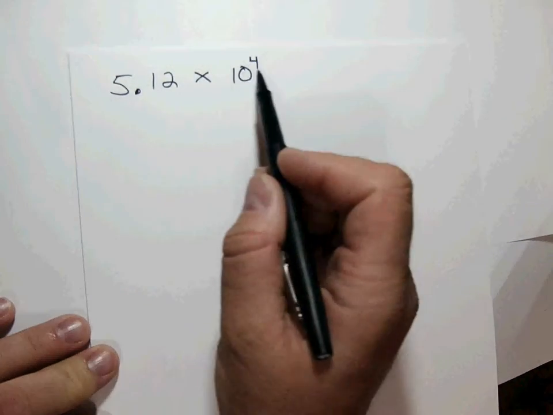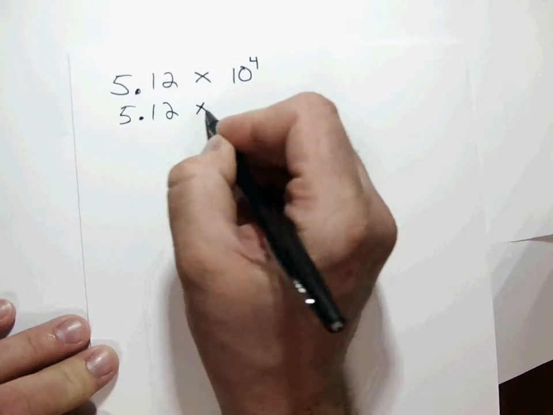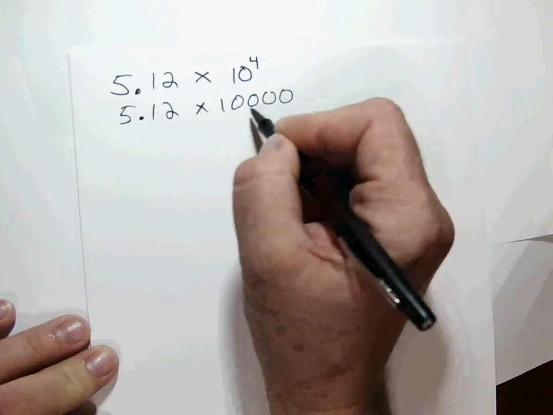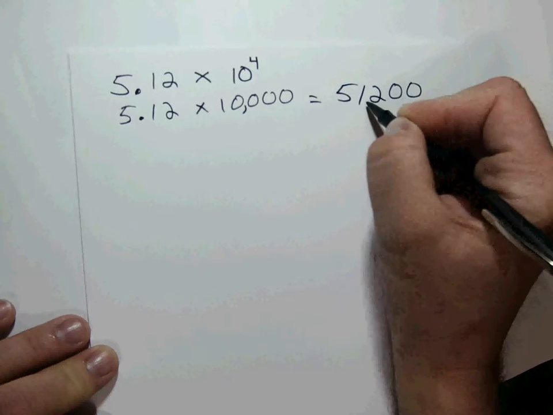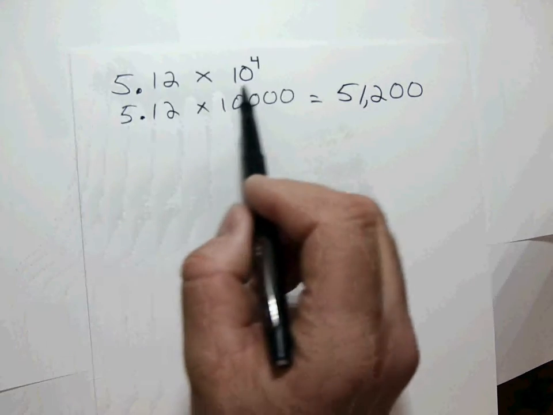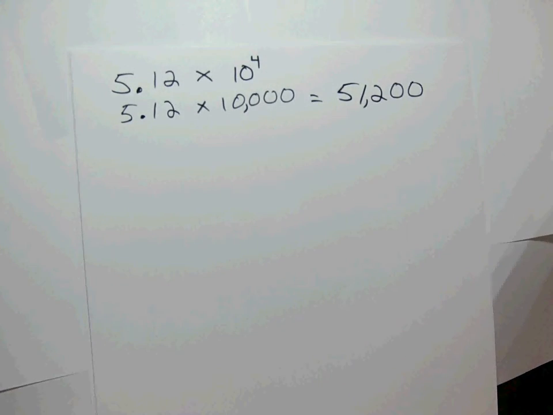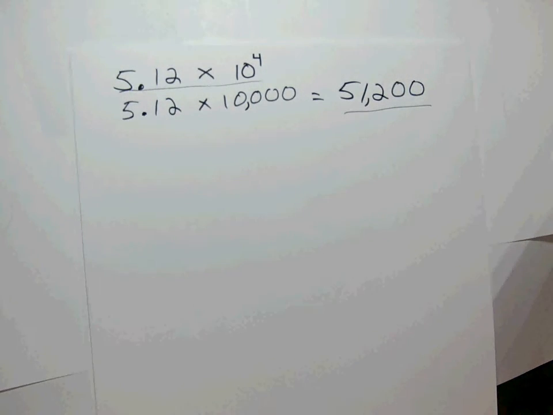If I actually perform this multiplication, what am I saying here? 5.12 times a 1 with 4 zeros, times 10,000. So that's going to be 51,200, right? This is a different way to write that same information of 51,200. Now you could argue, well, this looks more concise than this. This doesn't look very good at all. Well, it's really beautiful for huge, big numbers. 51,200 is not all that big.